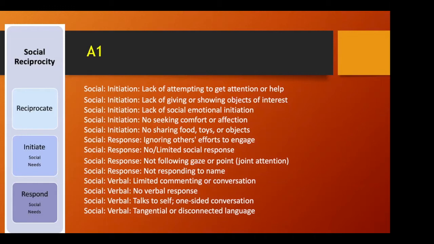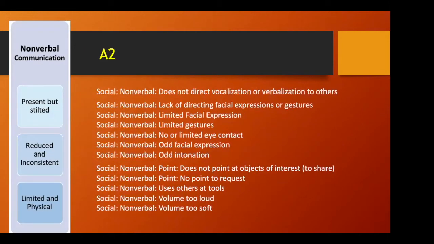In terms of the verbal, limited commenting. Again, this is more of the absence of expected, whether it's chattering or jabbering or actual conversation, depending on the child's language, or not responding verbally when you would expect. Typically, there's a response. Talking to themselves or having one-sided conversation or tangential or disconnected language. Those are all going to be some of the key things to be noting in terms of social emotional reciprocity.